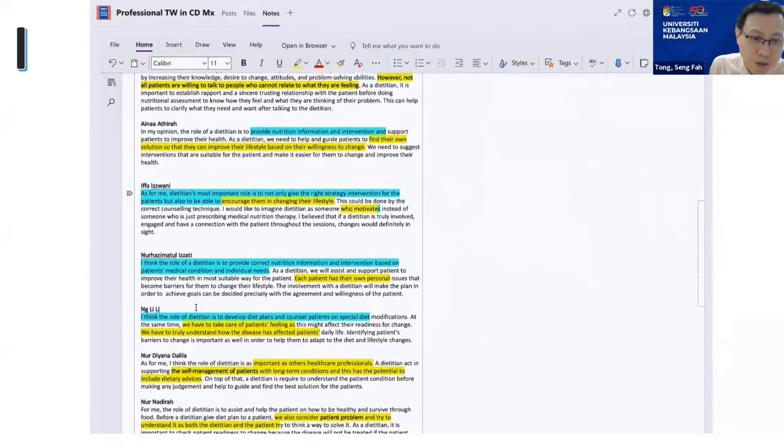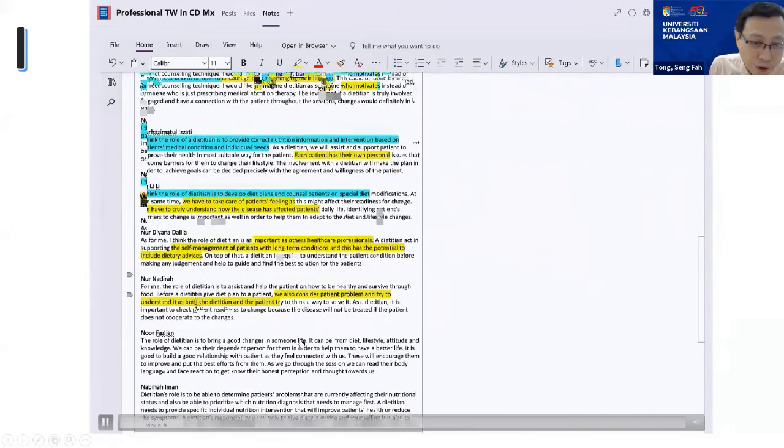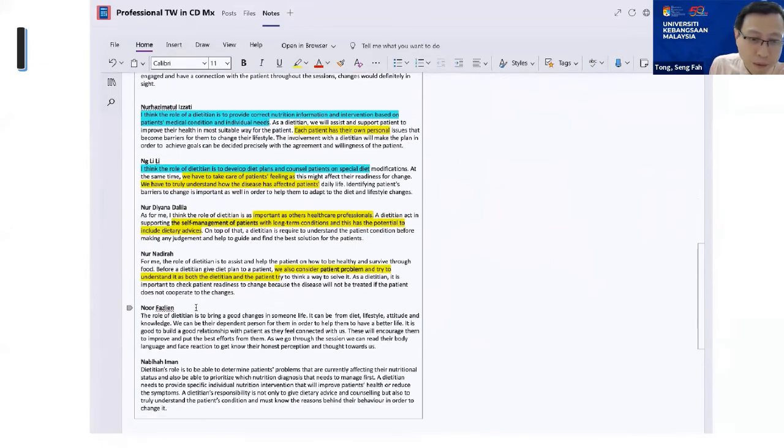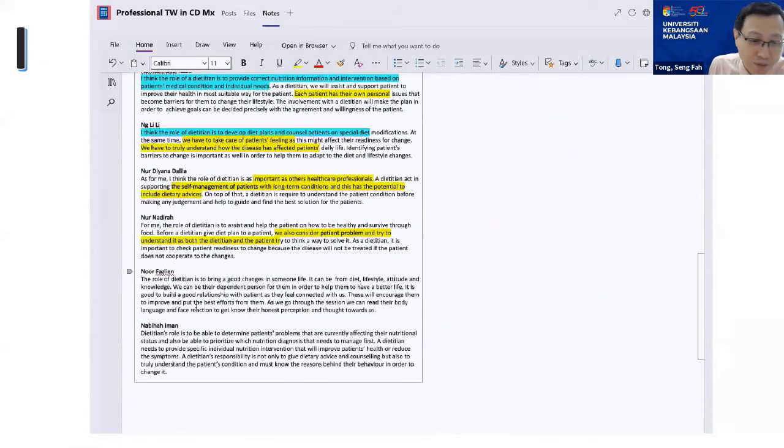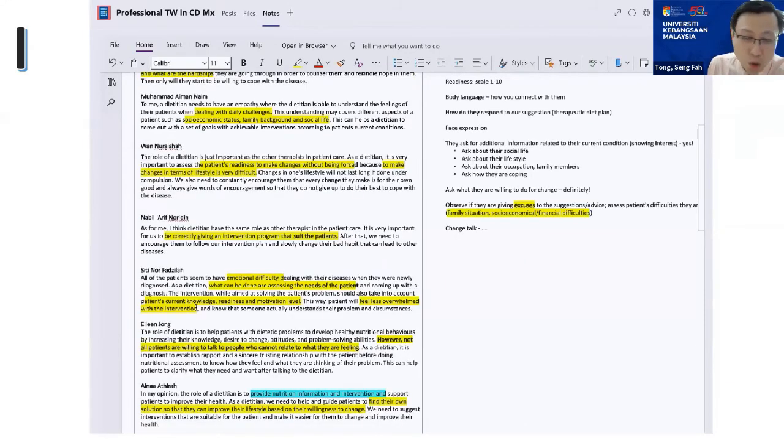Okay, here the blue are a different theme, yellow is the same thing. So they say very common things. And I don't think they copy and paste, because every narrative is so different. The words used, the sentences used, and all that, so different.